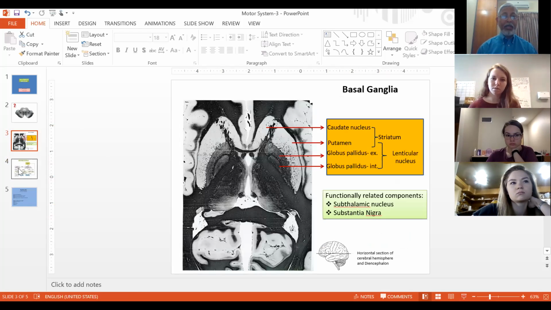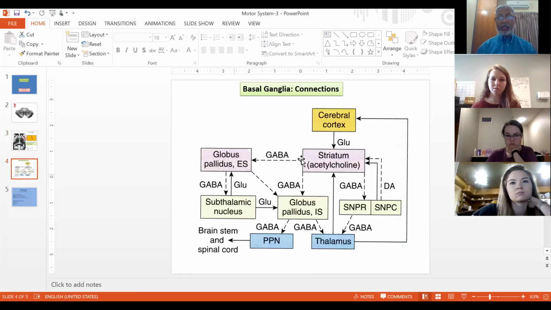Now, if I come back here, look at this one. This is striatum, globus pallidus, subthalamic nucleus, globus pallidus internus, and this is the substantia nigra. Substantia nigra has two parts: substantia nigra pars reticulata and substantia nigra pars compacta. Dopamine is secreted by substantia nigra pars compacta. See, the DA means dopamine here.